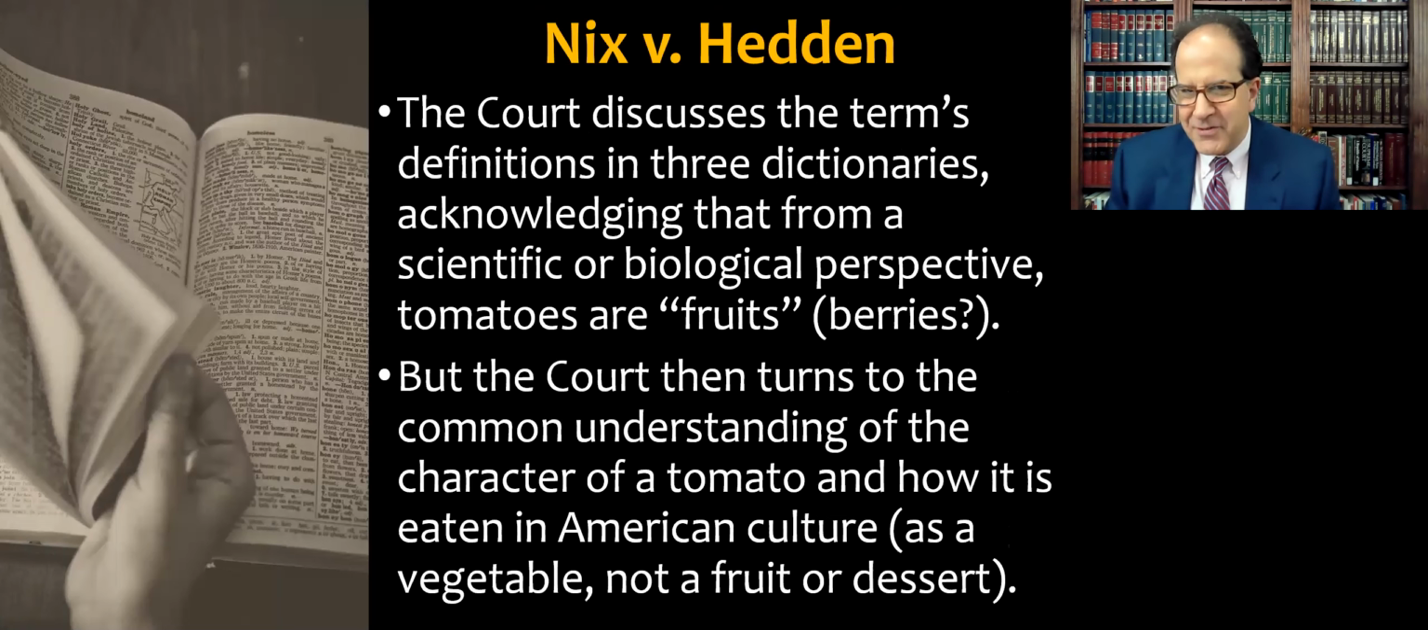If you read the opinion, the court goes through the definitions of fruit and vegetables and tomatoes in a number of dictionaries, acknowledging that from a scientific or botanical perspective, tomatoes are fruits, or I've also heard people argue that they're technically berries. But the court then turns to the common understanding of a tomato, and goes into a digression about how it's eaten in American culture as a vegetable with the main course or in a sauce, and not as a fruit or a dessert.